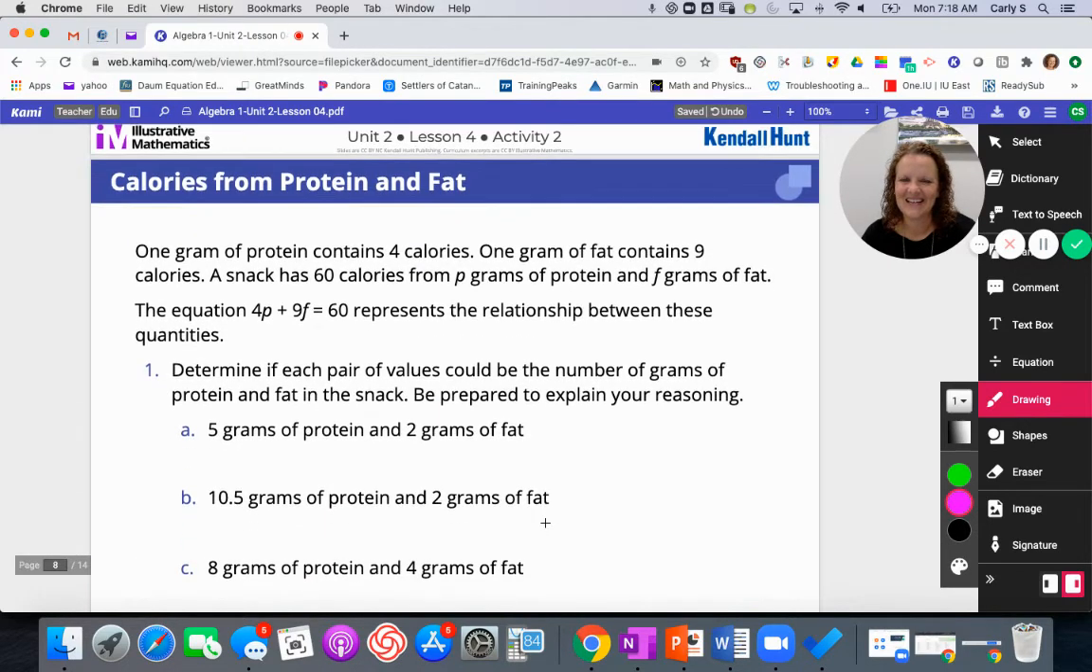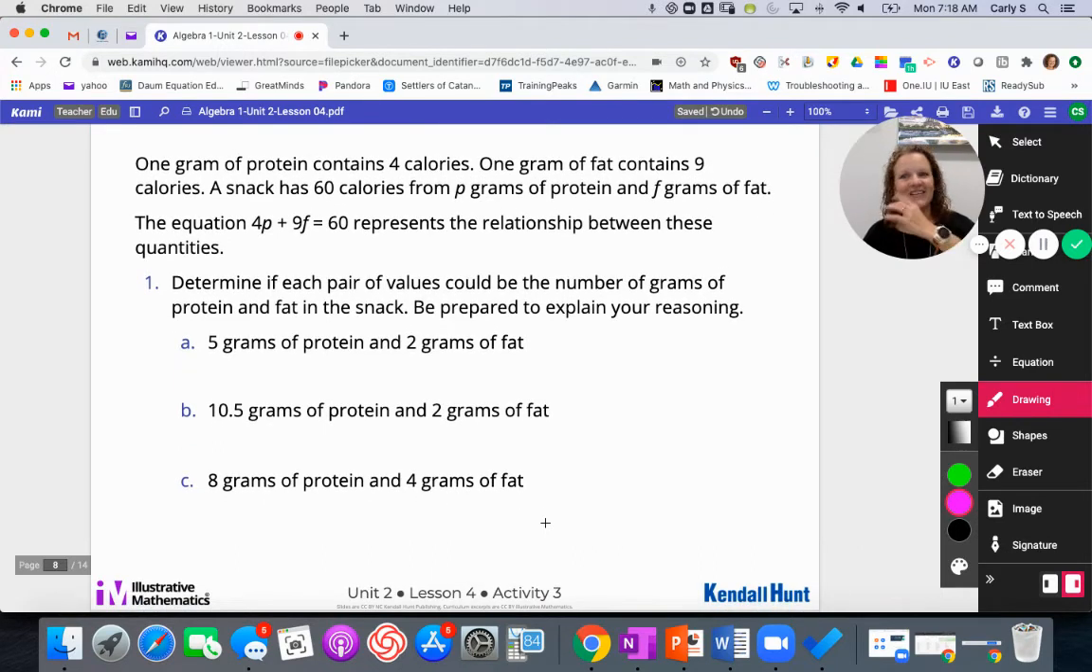All right. Next activity. I think this is our last activity. So 1 gram of protein contains 4 calories. 1 gram of fat contains 9 calories. A snack has 60 calories from P grams of protein and F grams of fat. This equation represents the relationship between these quantities. So protein contains 4 calories, which is why we have 4 times P. Fat contains 9 calories, which is why we have 9 times F. And a certain snack has 60 calories from protein and fat. Determine if each pair of values can be the number of grams of protein and fat in the snack. Be prepared to explain your reasoning.